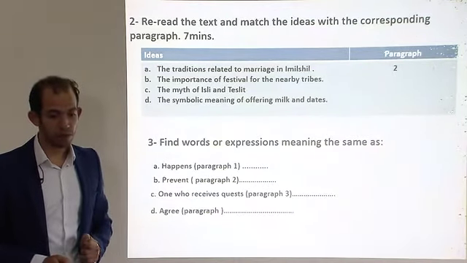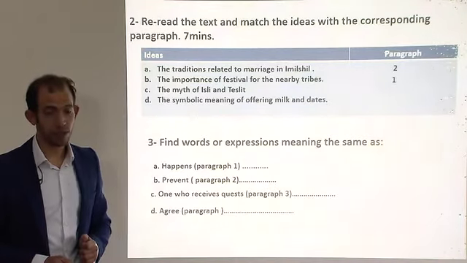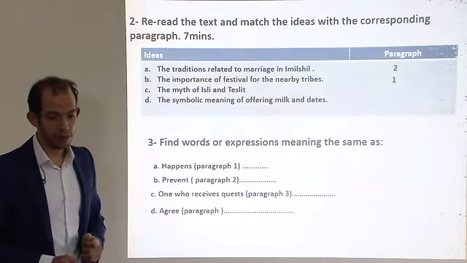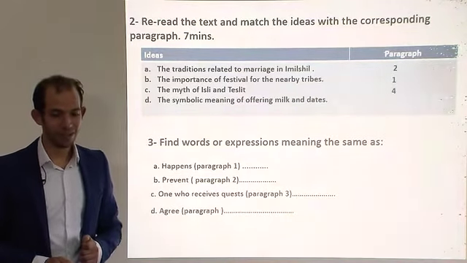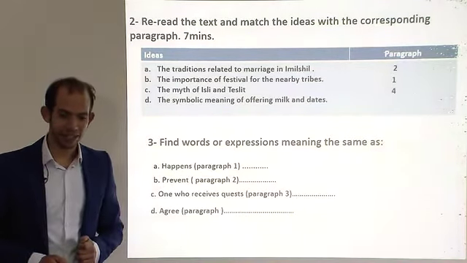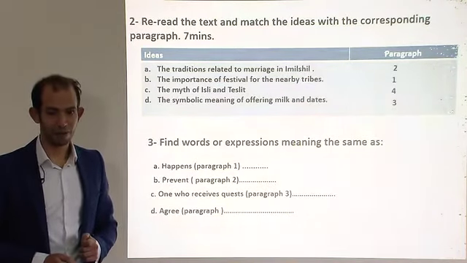The importance of the festival for the nearby tribes. It's in paragraph number 1. The myth of Isli and Tislit, it's in paragraph 4. And the symbolic meaning of offering milk and dates, it's in paragraph 3.